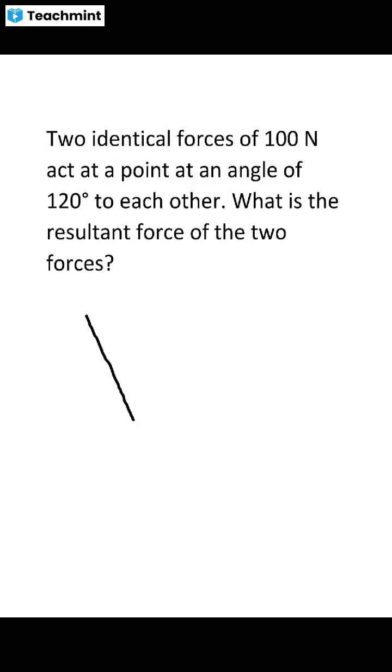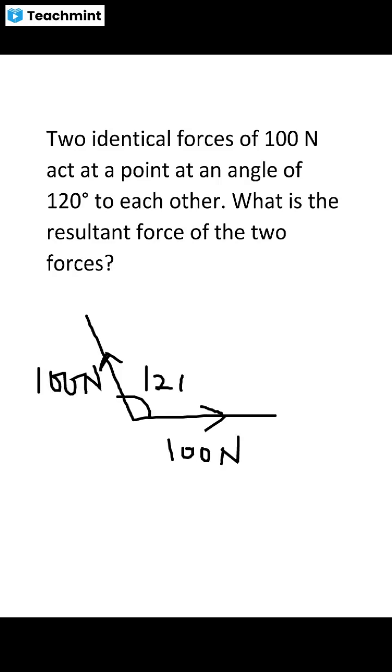One vector is like this. Don't forget they are identical, so their length should be almost the same. You don't need to measure them anyway. 100 Newton, 100 Newton. And the angle between them is 120 degrees. So we are still going to apply our formula.